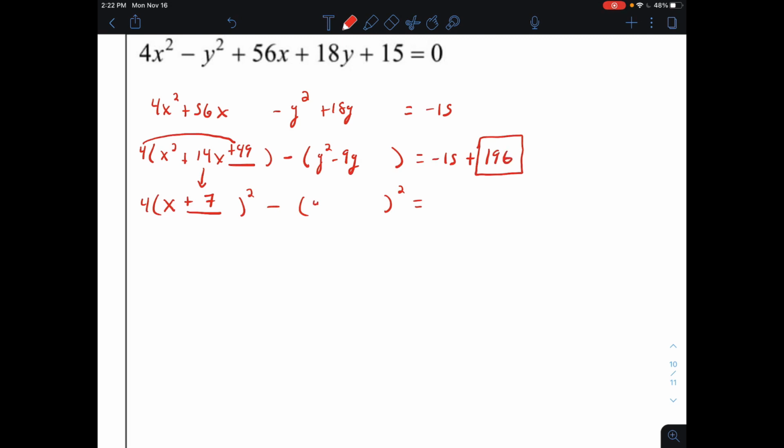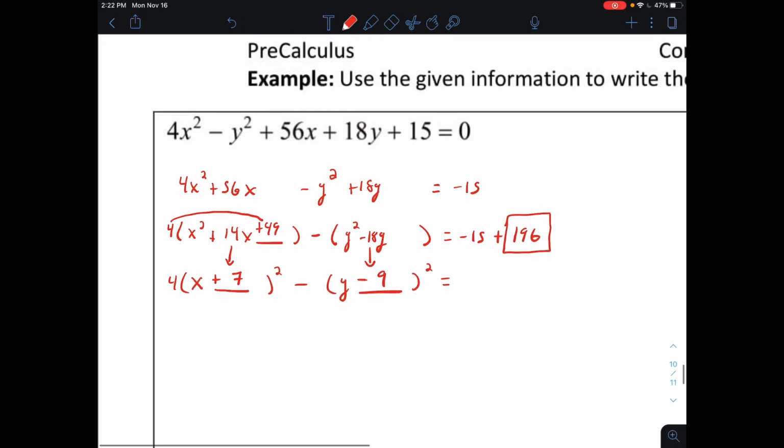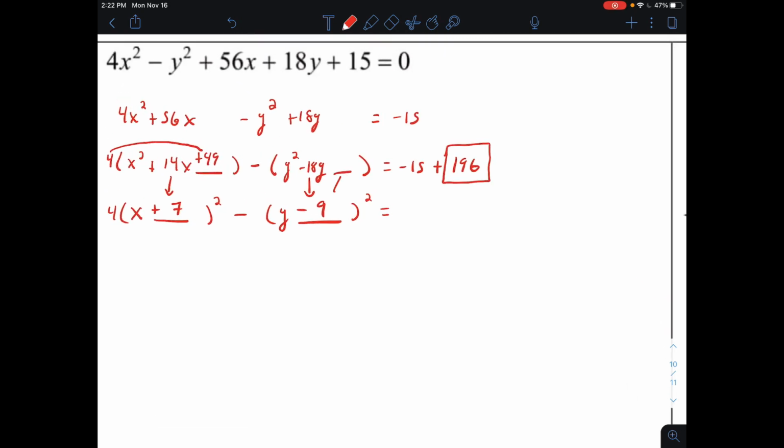And then we do the same thing for our y term. So I'd have y squared. That should be 9y, I have to fix that. What we're going to do is divide that by 2, so that gives me minus 9. Then I'm going to square that, which gives me positive 81. Now I have to offset that on the right-hand side to maintain my balance. I didn't add 81 because I have that negative, so I really put a negative 81 on the left, so I have to put a negative 81 on the right. And so I do negative 15 plus 196 minus 81, and that's going to give me 100.